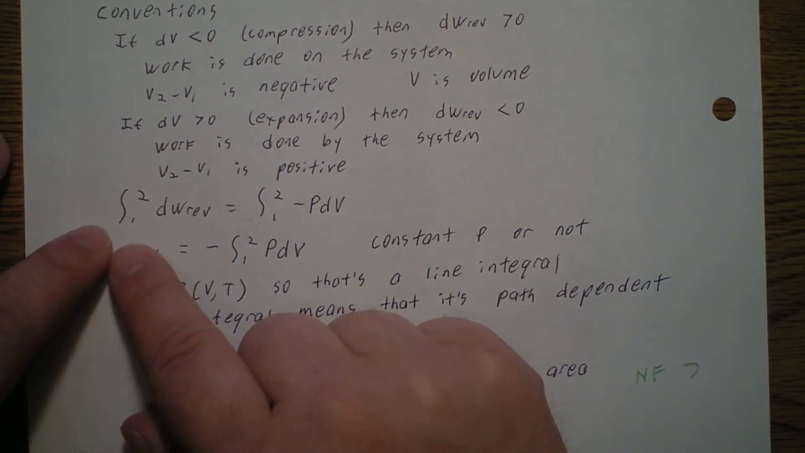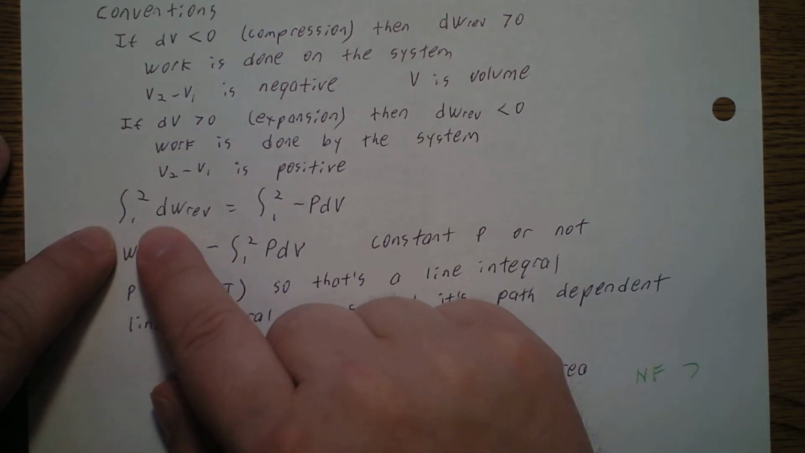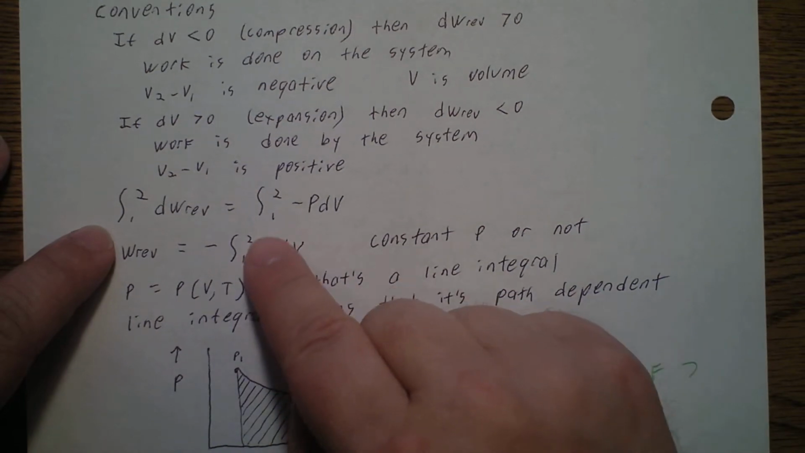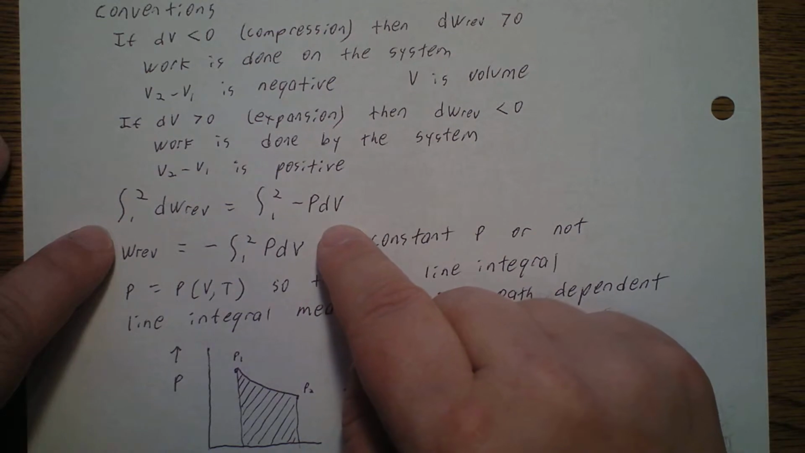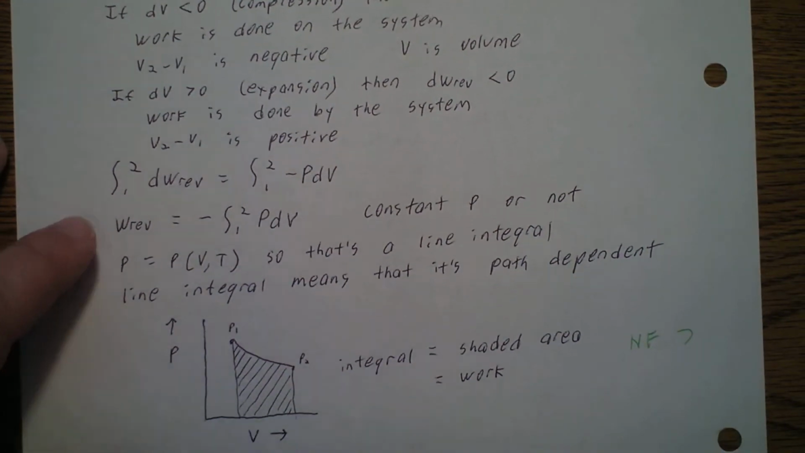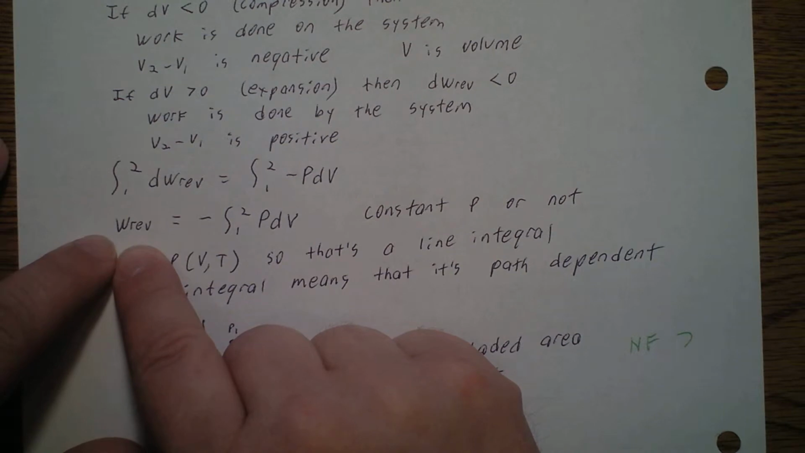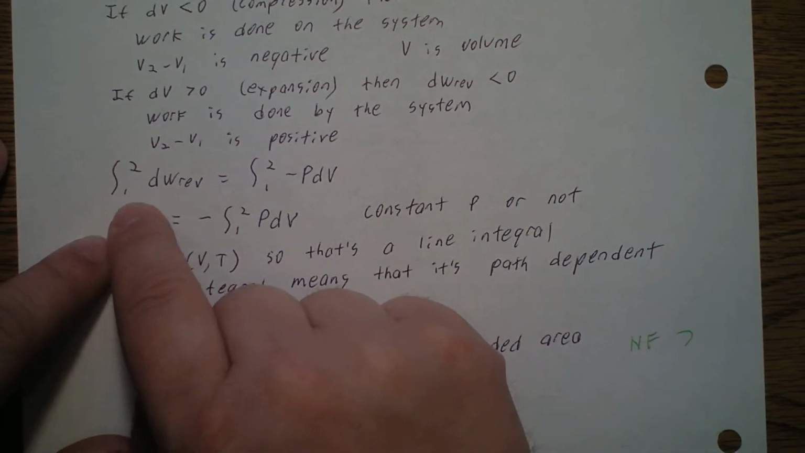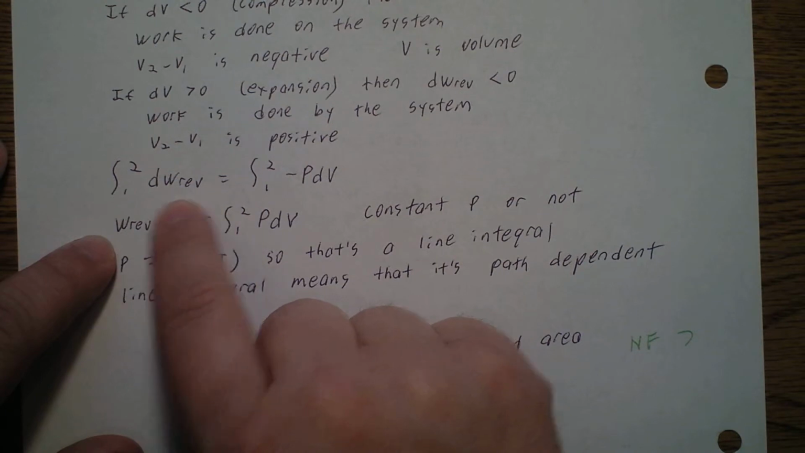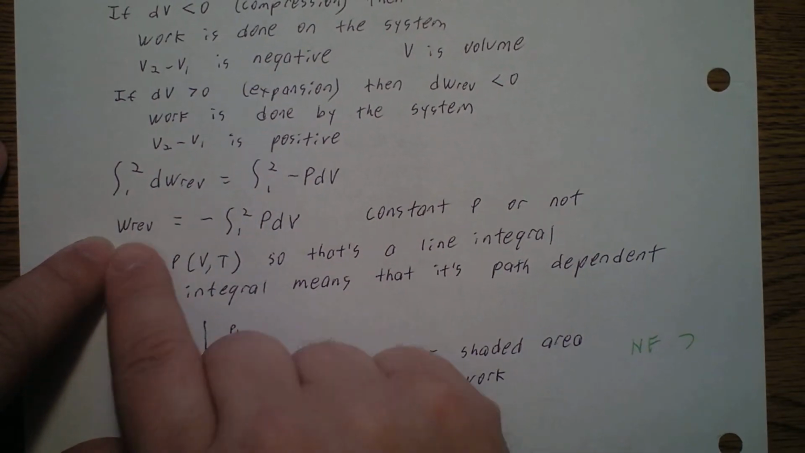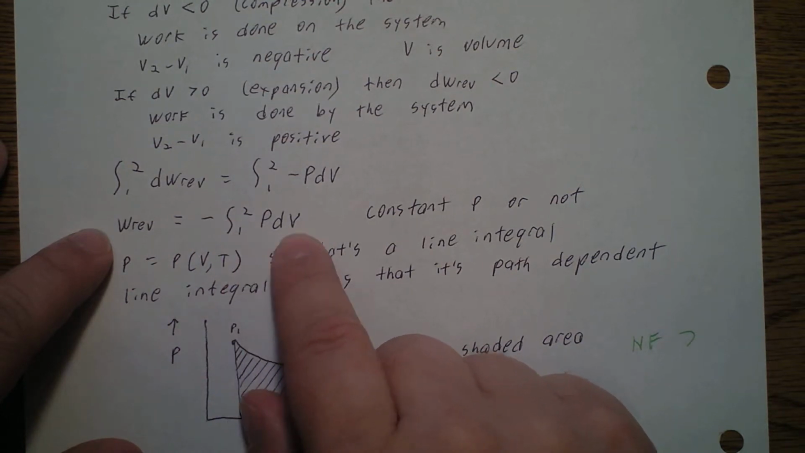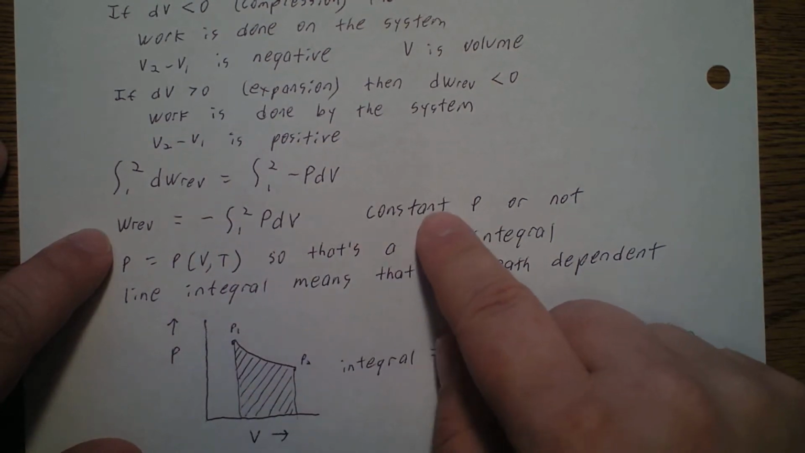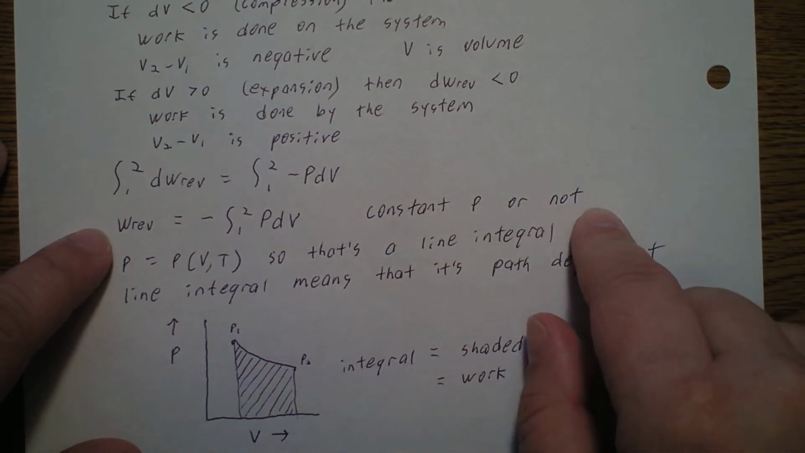Now, this also gives us, in integral form, the integral from state 1 to 2 of the differential of reversible work, which is the integral from state 1 to 2 of minus P with respect to volume. That's pressure and volume. So our reversible work is the integral from state 1 to state 2 of pressure with respect to volume. And this is true whether the pressure is constant or not.